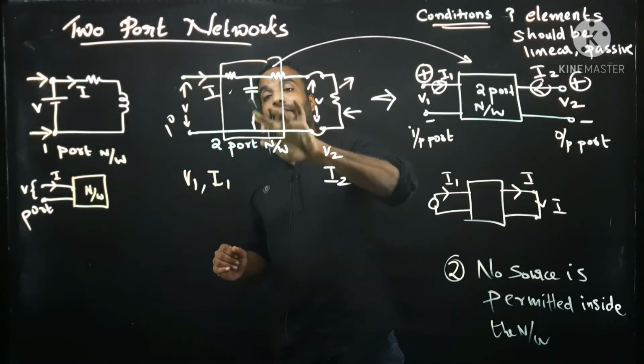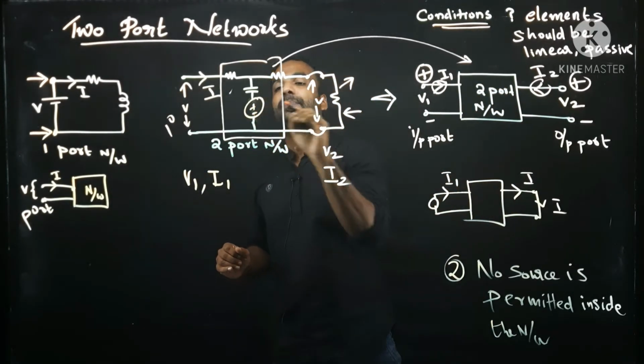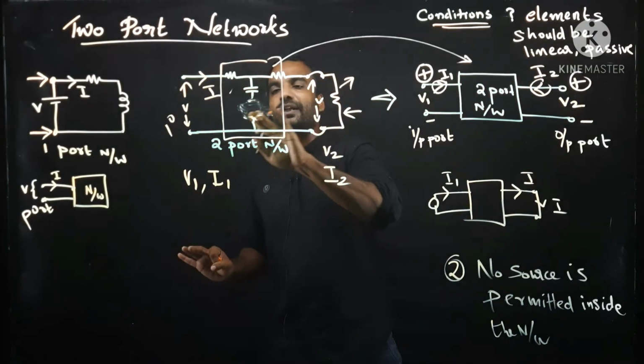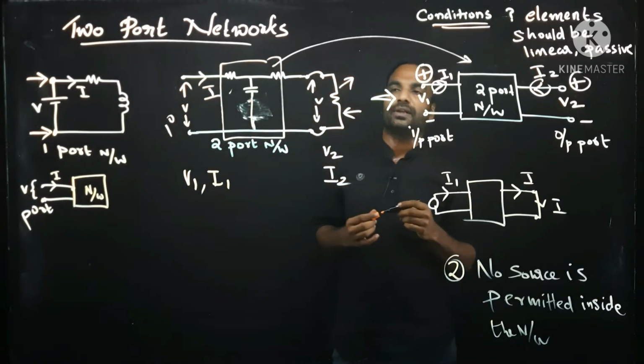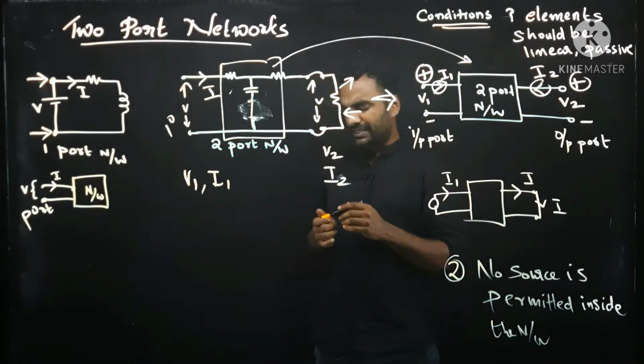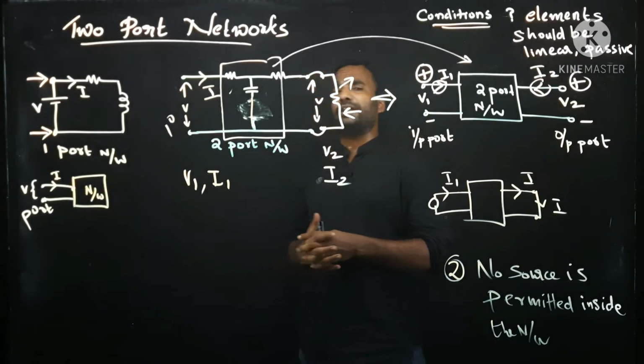Like, if I have a voltage source here, is it permissible? No, I cannot permit a voltage source inside the two-port network. It may be at the ports, but I cannot permit it inside. So this is the brief concept about two-port networks.